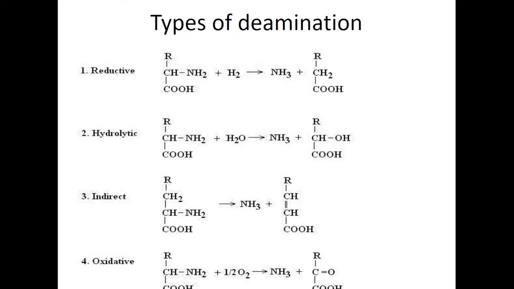You can see reductive: it is addition of hydrogen, and the result of deamination is ammonia and a saturated acid, or really a fatty-like acid, fully reduced. Hydrolytic: removal of ammonia and addition of water in water environment, with appearance of an alpha hydroxy acid. Indirect: for it two carbons are necessary together, removal of ammonia and appearance of a double bond, a non-saturated fatty acid.